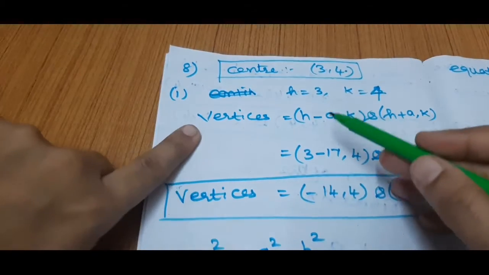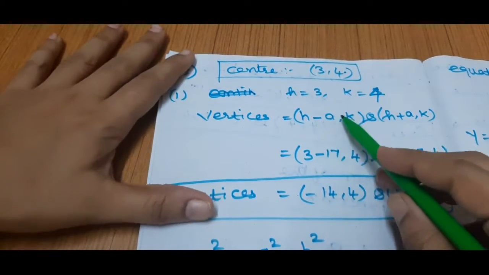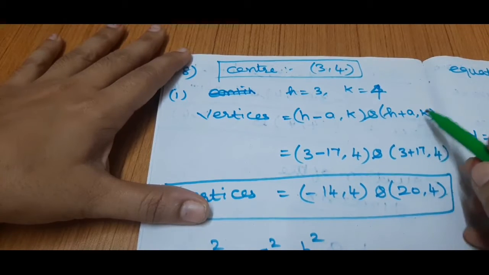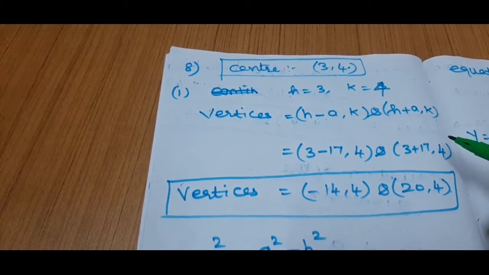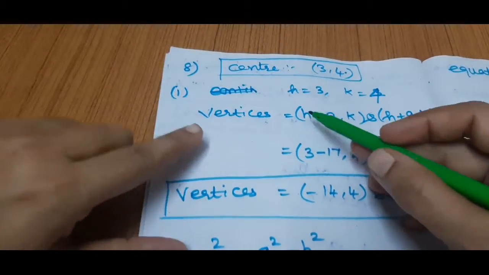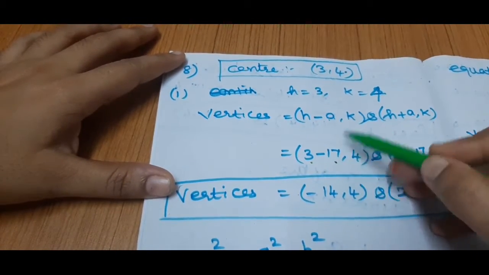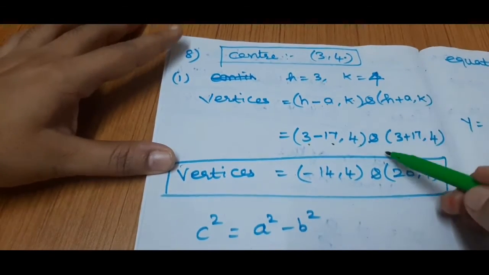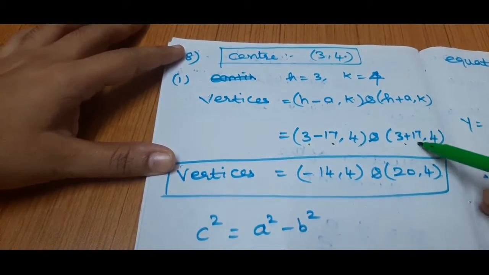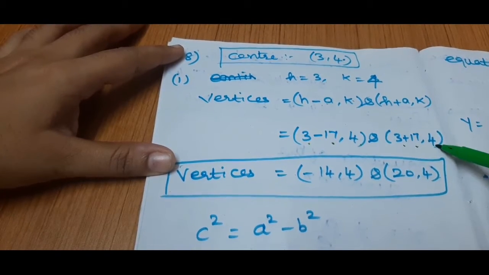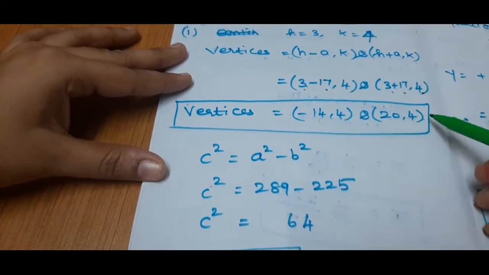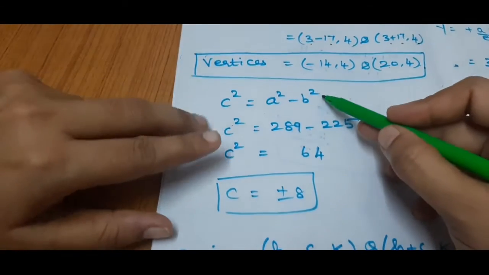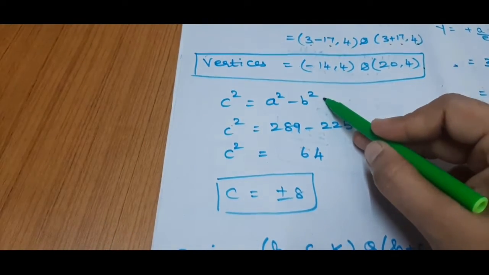So the vertices are h minus a, k and h plus a, k. I already told you in my last class about these formulas. Again, go through the formula and do the problem. So h is 3, a is minus 17, k is 4, and h is again 3, a is 17, 4. So 3 minus 17 is minus 14, 4, and the other is 20, 4.